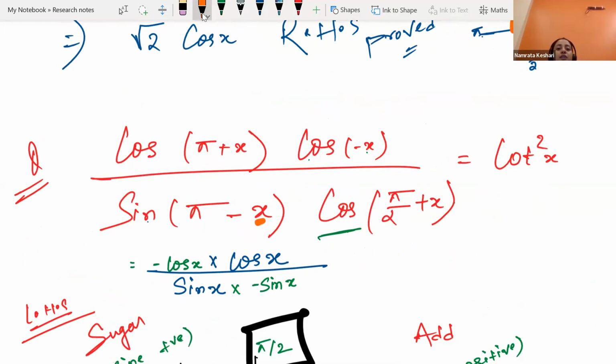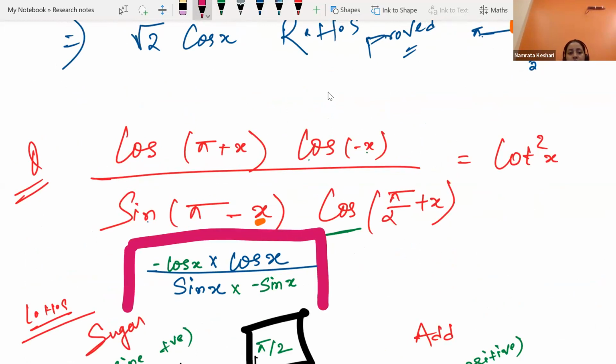Now let me know whether it is clear so far or not. Ali or Lina, are you getting it? What will be the result? Ma'am, cos square x by sine square x, which is cot square x. So we are done. Okay, let's continue.